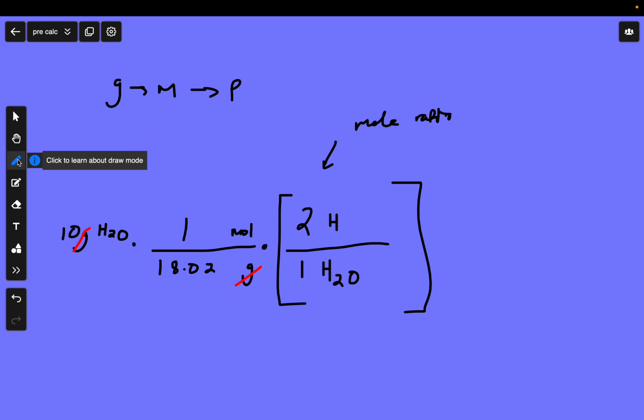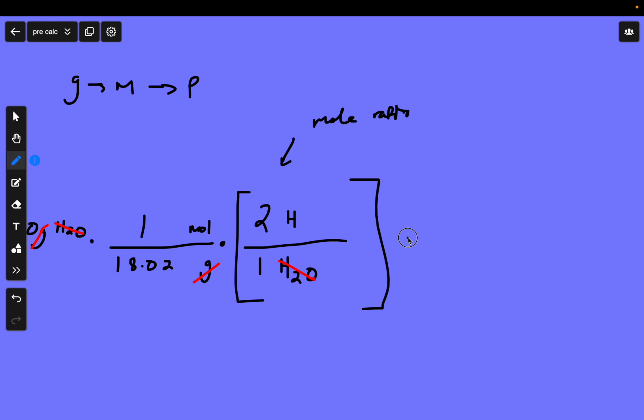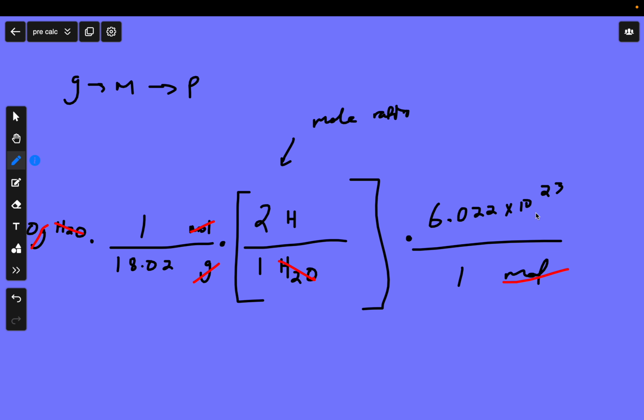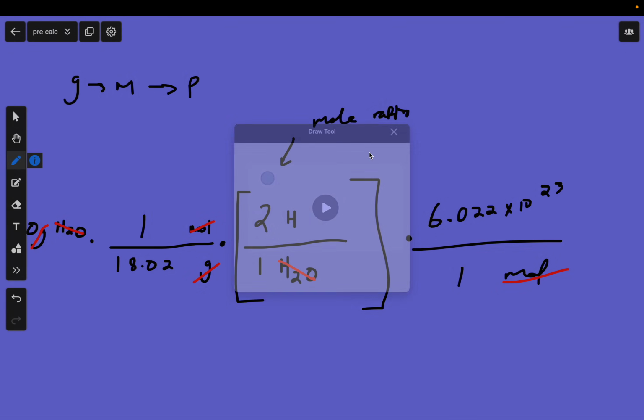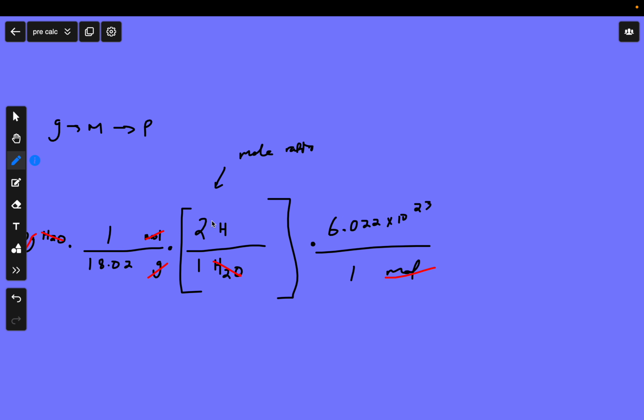We're not in H2O anymore, so we can cancel the H2O out. Now we're in H's, and there are 2 H atoms. Now how many particles are there in a mole of H atoms? There's 6.022 times 10 to the 23rd particles in 1 mole of anything. There you go. So we went from grams of H2O all the way to particles of H atoms.